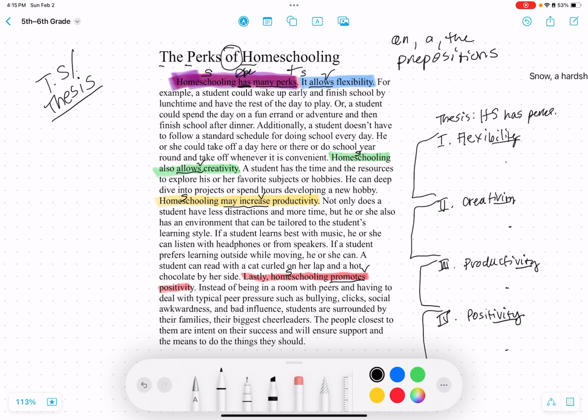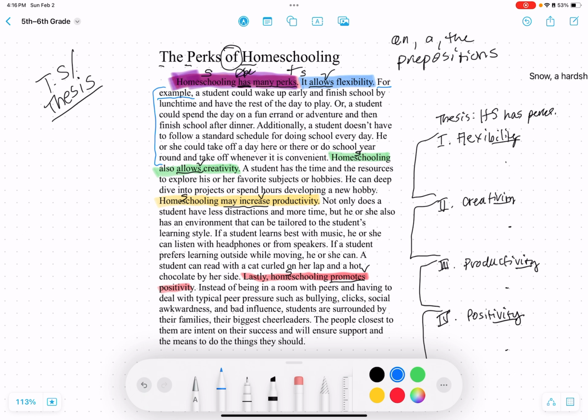And the same thing goes here. But sometimes writers just happen to drop an interesting fact in the wrong drawer. So we're going to show you how this is organized. First, we start with it allows flexibility. Everything after that, until we get to our next point, is going to talk about flexibility. We're going to give examples, opinions, illustrations, just like we talked about in our session a couple weeks ago. So let's read through it.